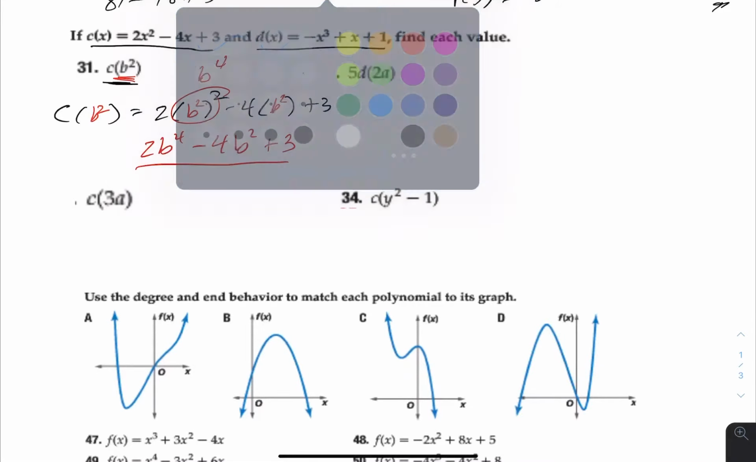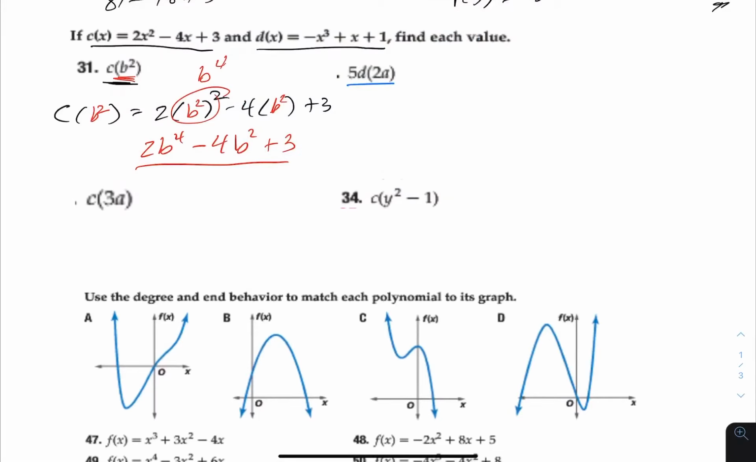On the next one, same idea. What is D? So D is negative x cubed plus something plus 1. Remember, that's all D is. D is this guy, so take all the x's, put parentheses there. That's what D is. And then what are you plugging in? 2a. So we're plugging 2a into all of these.